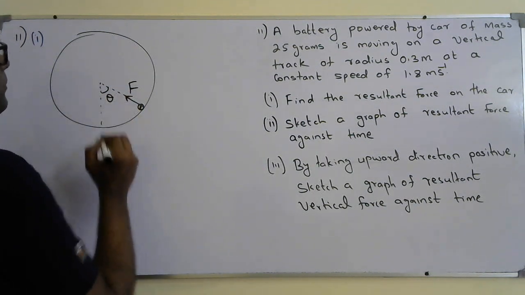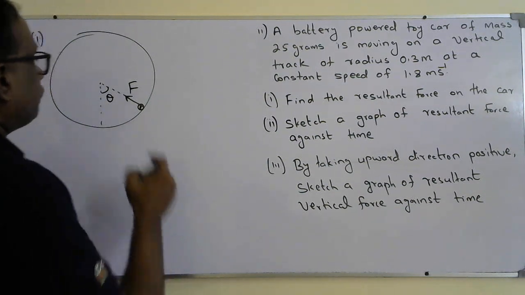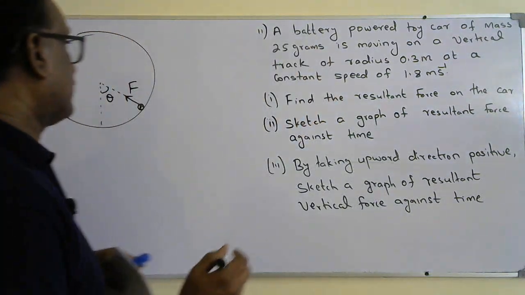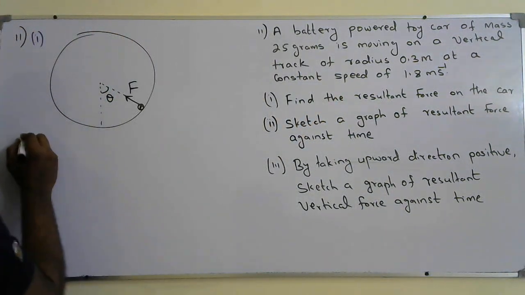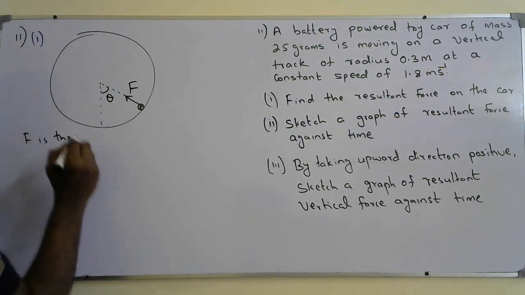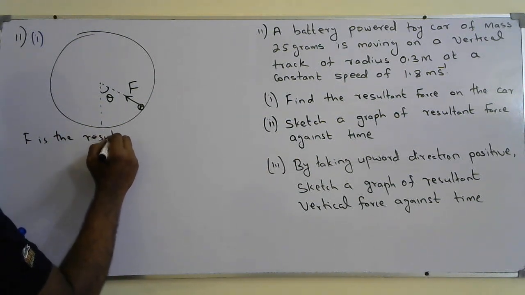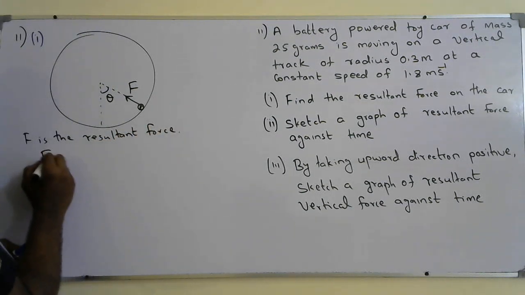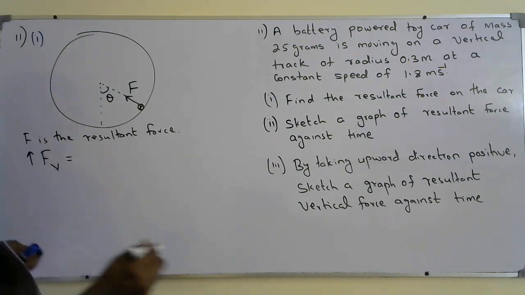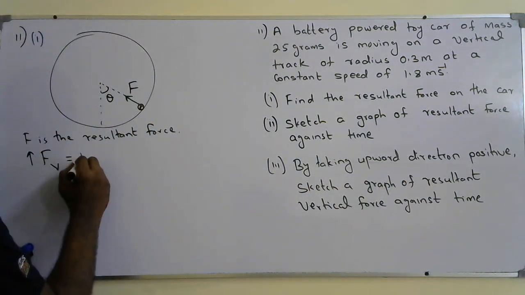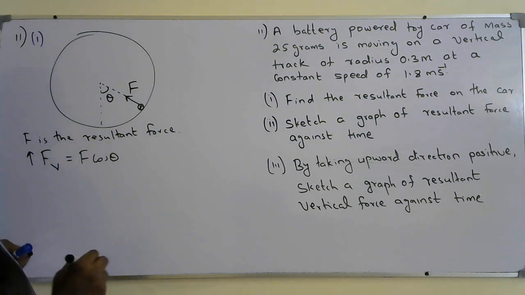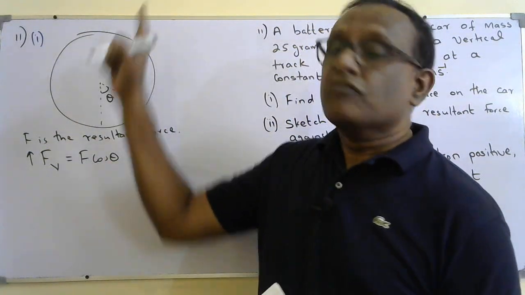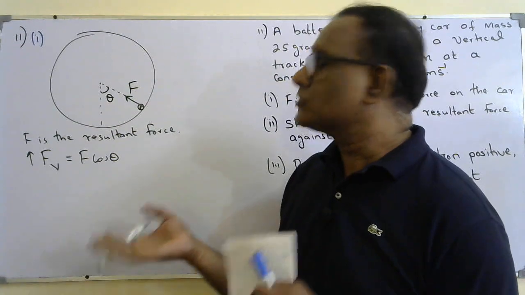If this is theta, the vertical component of the centripetal force will be F cos theta. Careful: F is the centripetal force here, the unbalanced force or resultant force. So its vertical component F_V, upward direction they asked to take as positive, is F cos theta. That means when theta equals 0, at the lowest point, it will have the maximum vertical component of centripetal force or resultant force.